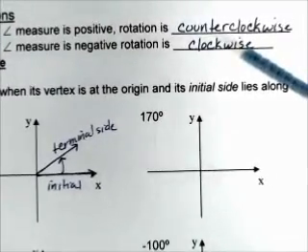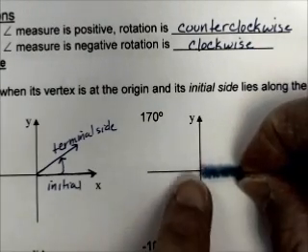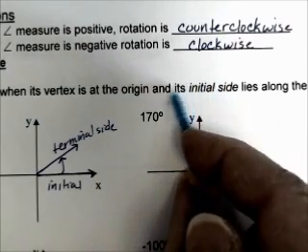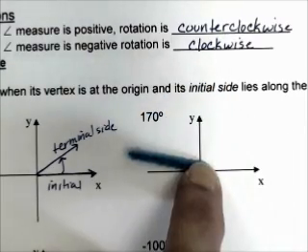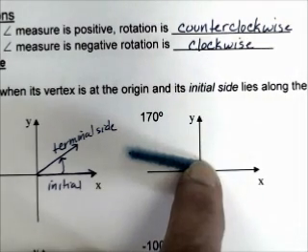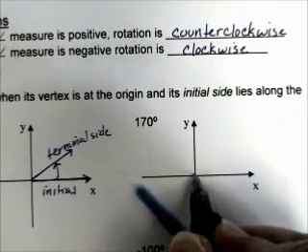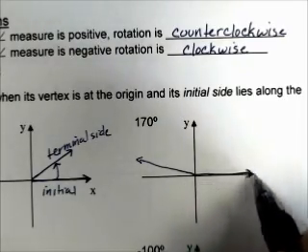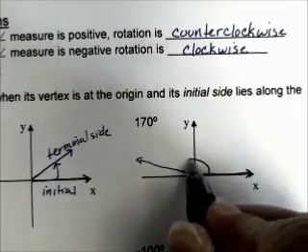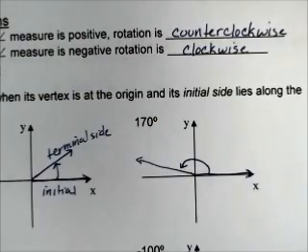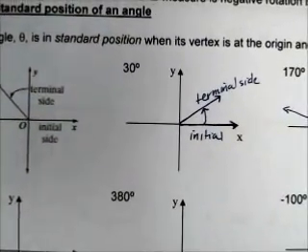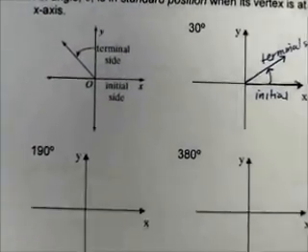How about a 170-degree angle? Starting here, always with the positive portion of the x-axis, that's our initial side. 170 degrees, not quite 180, so 10 degrees shy of 180. And again, these are estimates here. So this would be my terminal side, this my initial side, and we indicate the direction, 170 degrees. Again, positive degree measure, your rotation is counterclockwise.